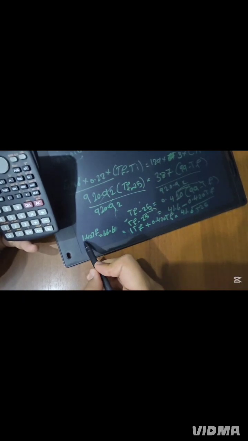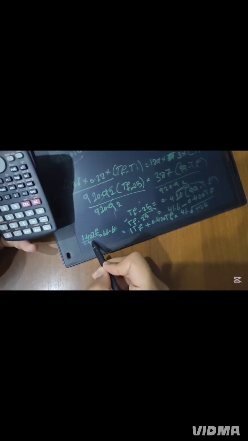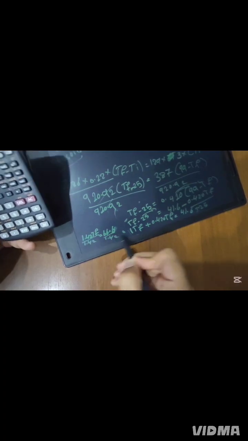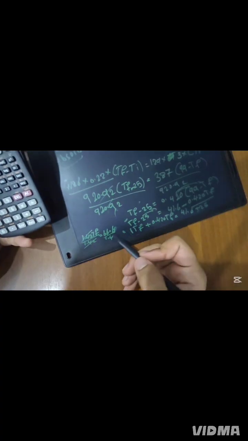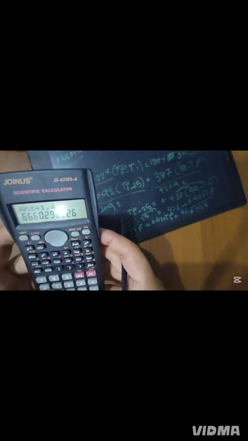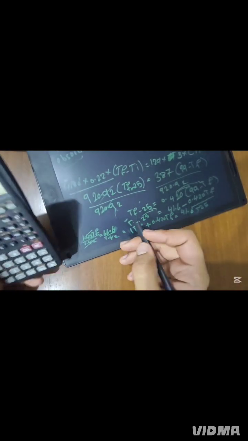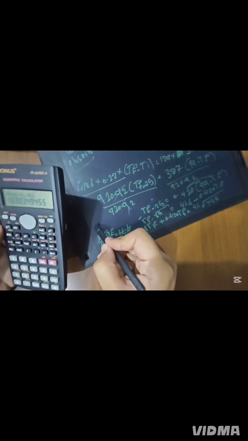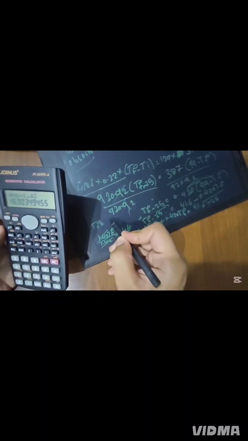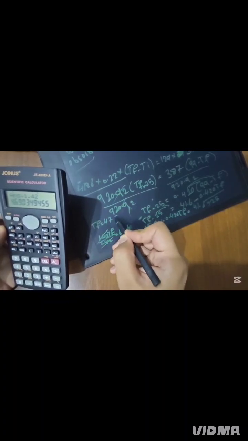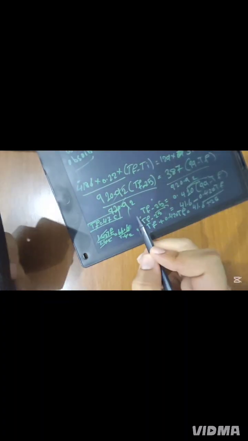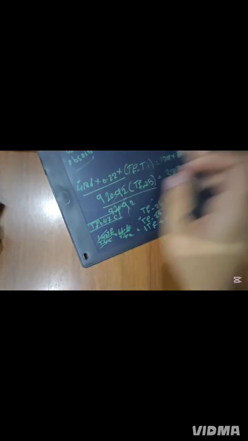How can we find TF? Divide both sides by 1.42, so 1.42 will be cancelled. 66.6 divided by 1.42, the answer will be 46.9 or 47. TF, the final temperature, is 47 Celsius. This is the last answer. It's about question 1.